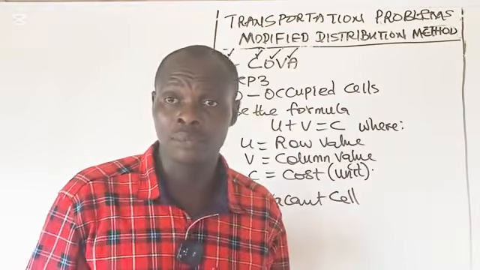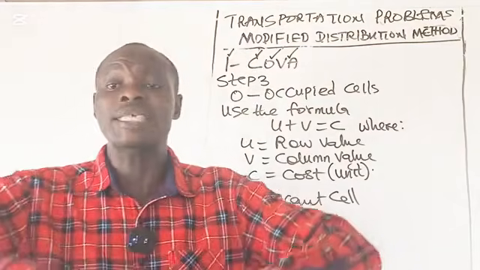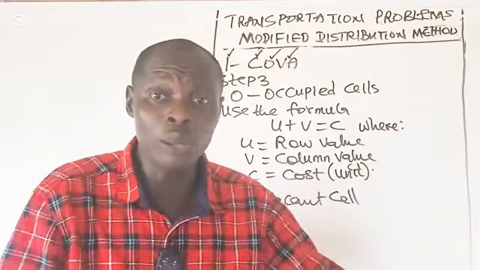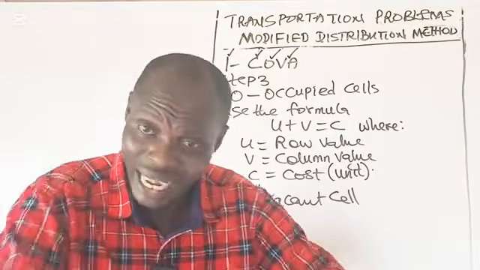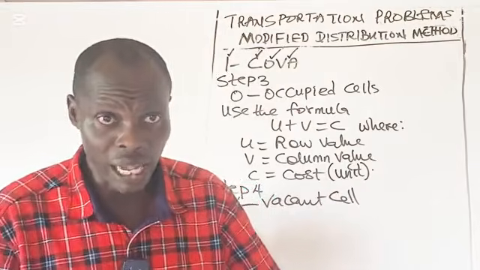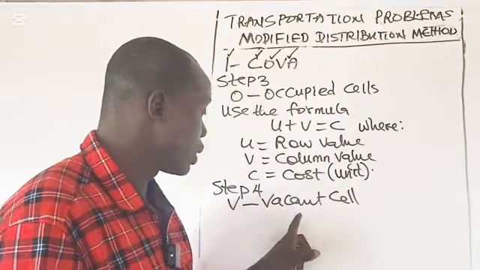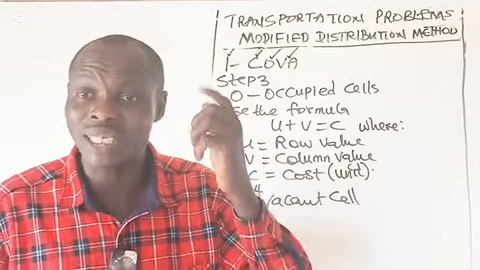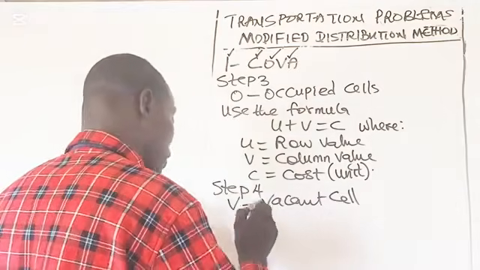Vacant cells are the cells into which no assignments are made. So when you used the northwest, the least cost or the Vogel method, you didn't assign anything to those cells. That is what we call the vacant cell. So you evaluate the vacant cells, that is the empty cells, using the formula.